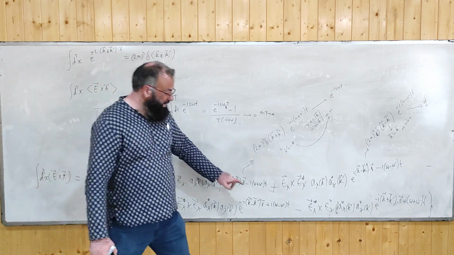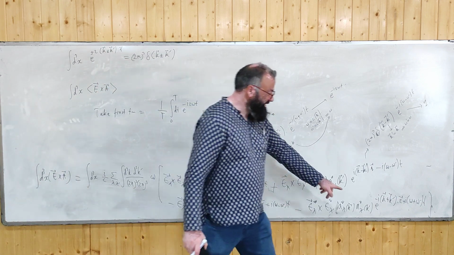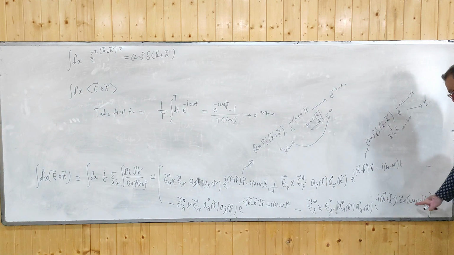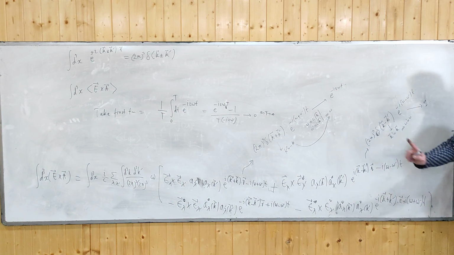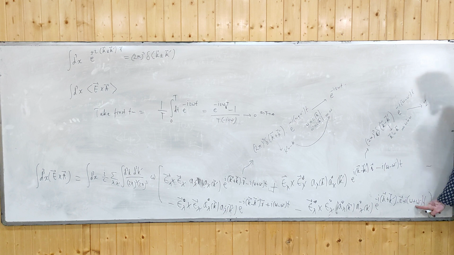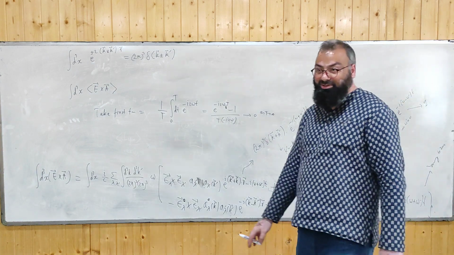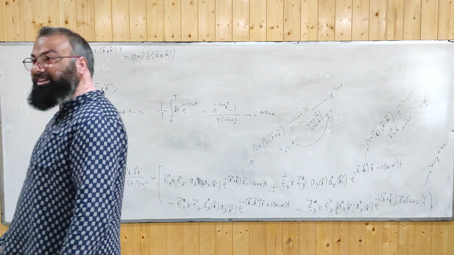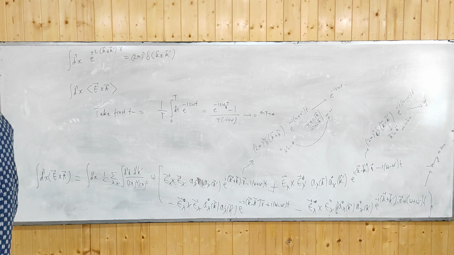Now look at the fourth term. It's actually the conjugate of the first term. You have omega plus omega prime, which gives twice omega. So the average value of this is again 0. So the average here is 0, which means the first and last terms do not contribute. Clear? Got it?